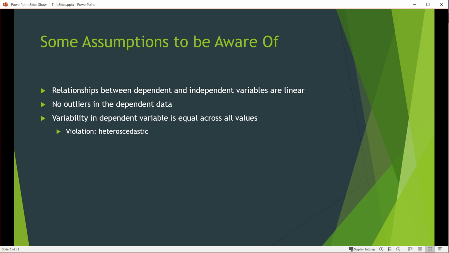We're going to make a few critical assumptions. Three of the most important ones are that the relationships between our dependent and independent variables are linear. Our second assumption is that we have few, if no, outliers in the dependent data. So in other words, we're going to somehow control for the outliers that we may have in our dependent observed values. And finally, the variability in our dependent variable is equal across all values. What does that mean? We'll take a look at that third one in a second. It's a little bit tricky to wrap your head around at first.